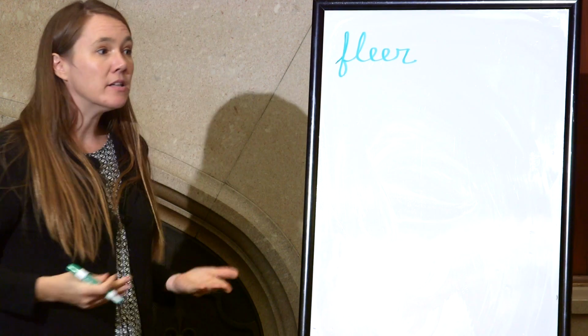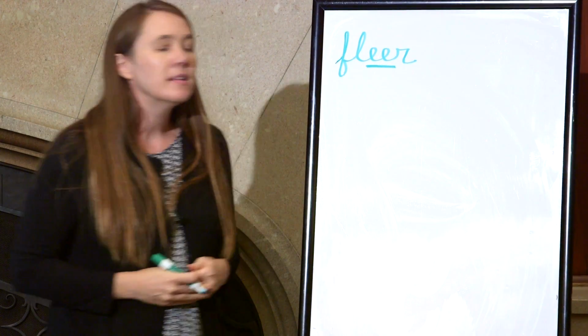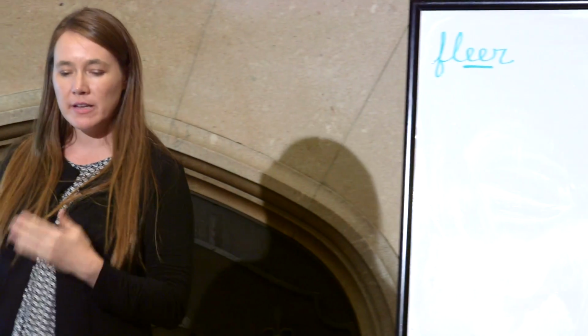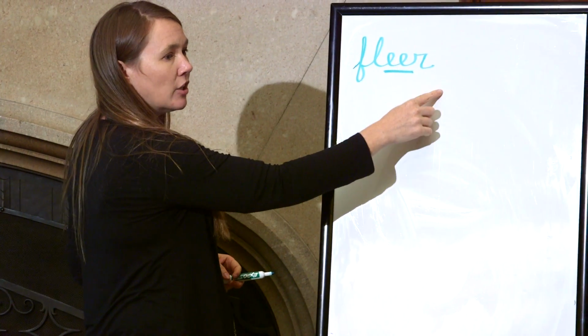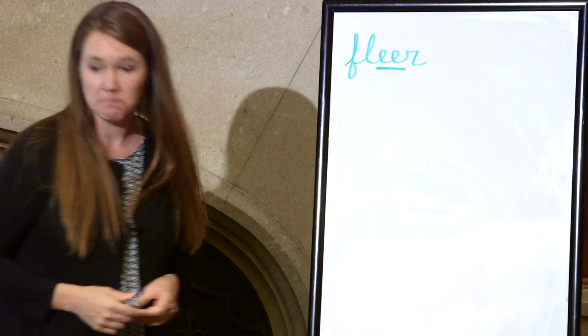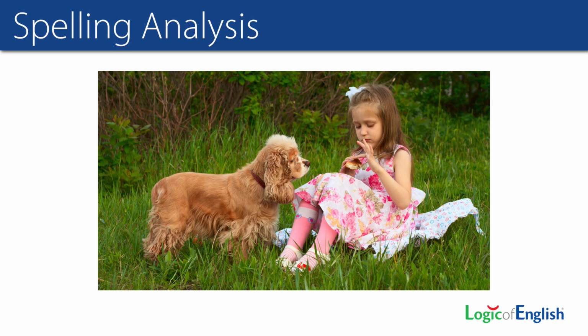All right, and here's how we're going to mark it. We're going to underline the E-double-E. This will help us learn that those two letters work together to say E. All right, and let's go ahead and read it. Fleer, fleer. Very good. By the way, what does fleer mean? To make fun of. All right. This is one of my favorite new words. I'm actually starting to use this one.